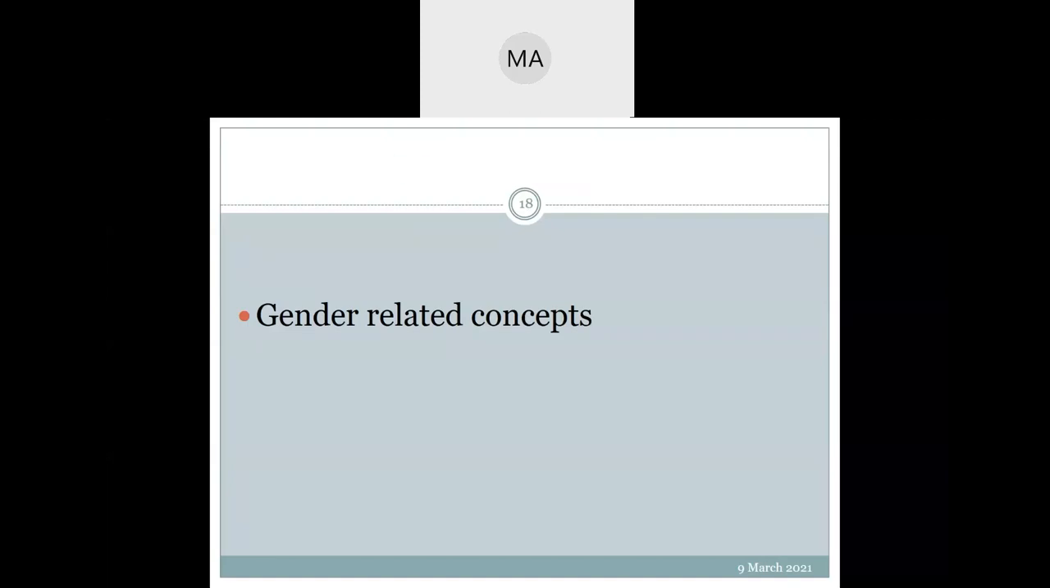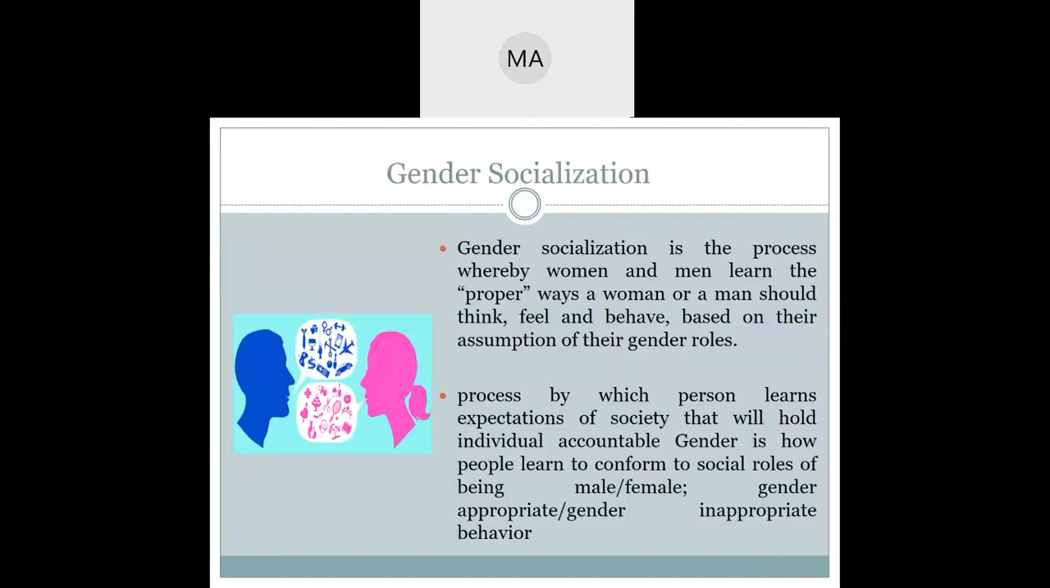When it comes to gender-related concepts, we have already discussed this, and gender socialization is the process by which men and women learn the proper ways, and how a woman or a man thinks about a woman. We have to think about that. Gender is socialization in specific countries, in specific societies, and even ethnic groups. And at the same time, gender is a process.